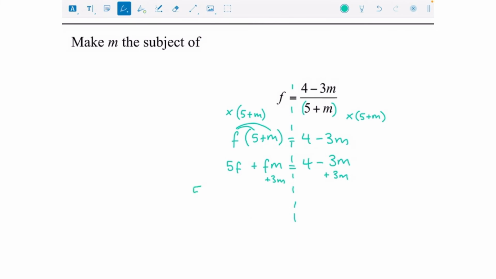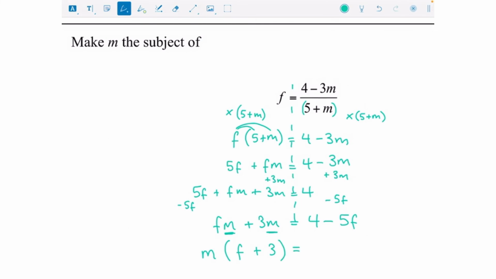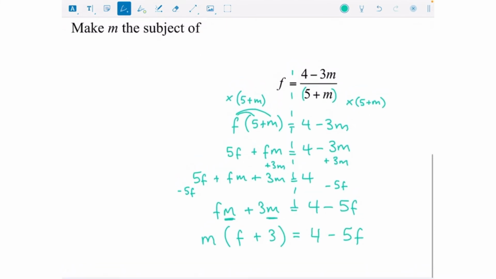So 5f add fm add 3m equals 4. And then we're going to take 5f away from both sides. So fm add 3m equals 4 minus 5f. Now, the only way to get these m's together now is to factorise. So we're going to do m, open brackets, f add 3, equals 4 minus 5f. And then, running out of room, I'm just going to do it above.